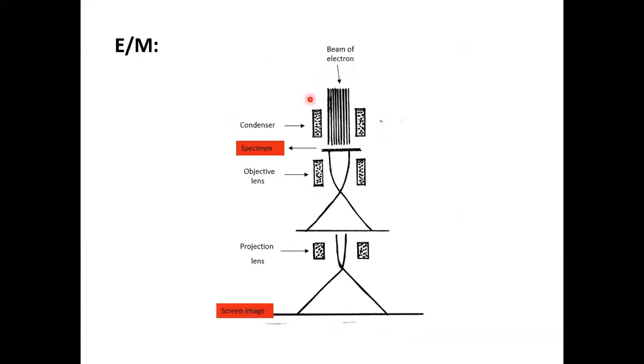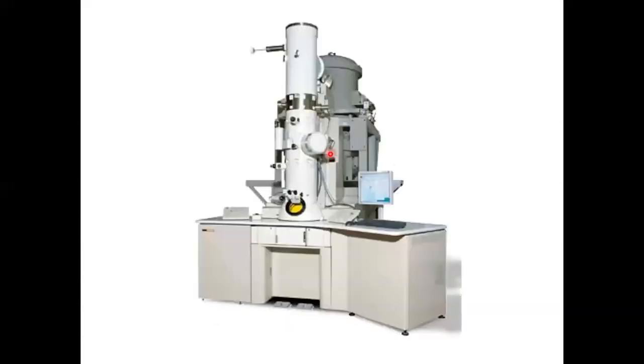This is the electron microscope: beam of electron, electromagnetic field, condenser, electromagnetic objective lens, and this is the projection lens, and this is the screen image. Where I will put the specimen, I will put here like this. Don't forget that we cut or section the specimen at a thickness of 50 to 70 nanometer. This is very, very important to compare between the paraffin technique and the electron microscopic technique.